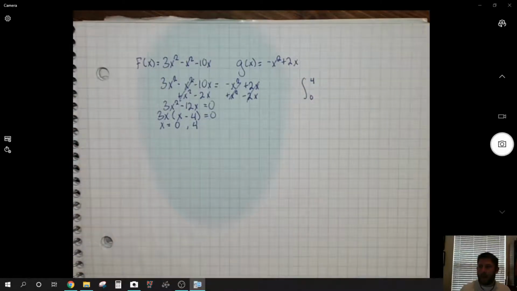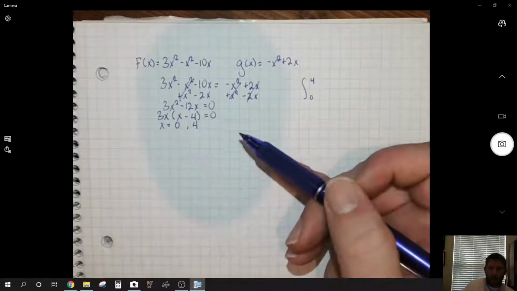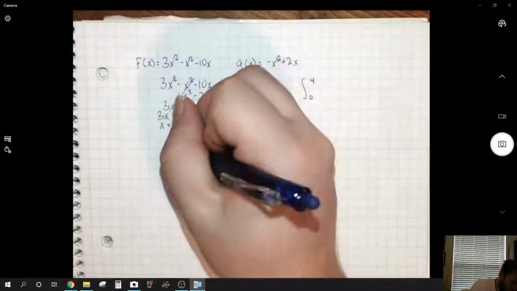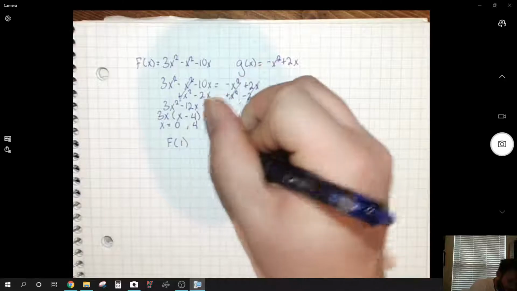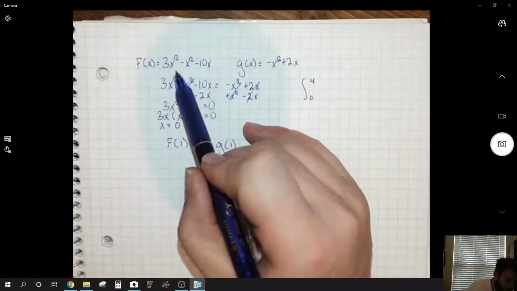Now the only thing I still need to figure out is which one is higher between 0 and 4. Is it f of x or g of x? Well, the way I figure that out is by plugging a number in between these two. I'm going to choose the value 1 because it's an easy number to multiply by. So f of 1 and g of 1. Which one is bigger?